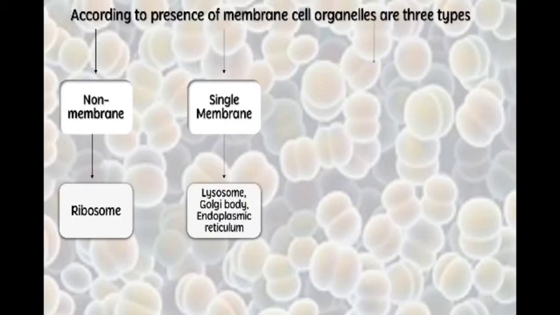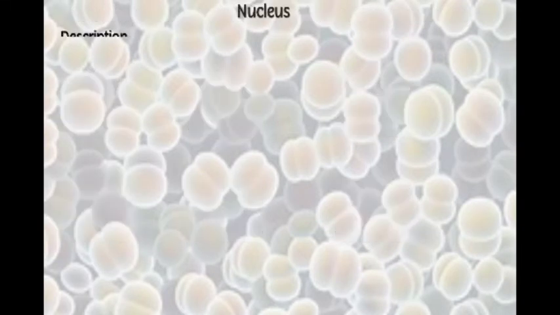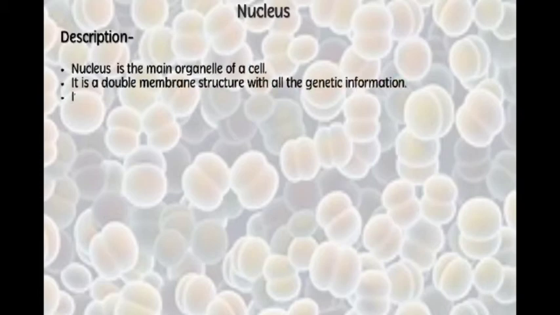According to the presence of membrane, organelles are of three types: non-membrane organelles, single membrane bound organelles, and double membrane bound organelles. Non-membrane, such as ribosome; single membrane, such as lysosome, Golgi apparatus, endoplasmic reticulum; double membrane, such as nucleus, plastid, mitochondria. At first we are going through the double membrane bound organelles. As we said before, double membrane organelles are nucleus, mitochondria, plastid.